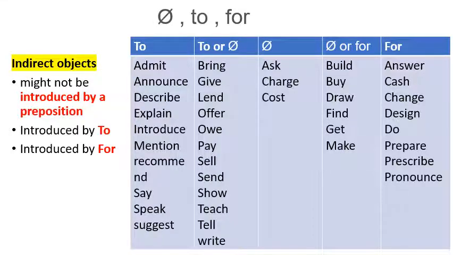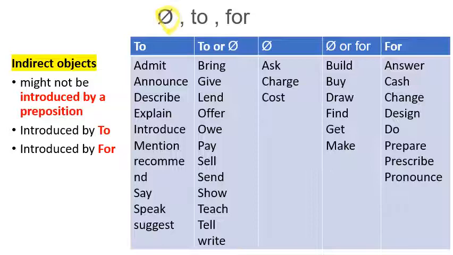Right. These indirect objects can be preceded by to, can be preceded by for, or not be preceded by any preposition, this mark here. You see this mark refers that they are not preceded by any word, neither for nor to. So the indirect object might not be introduced by a preposition, or they might be introduced by to, or they might be introduced by for.